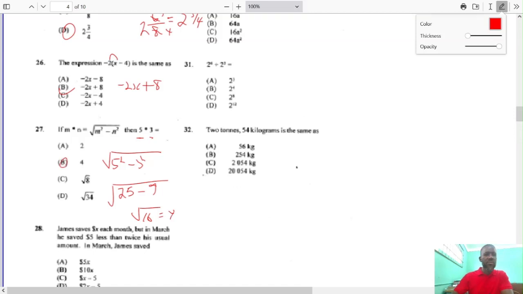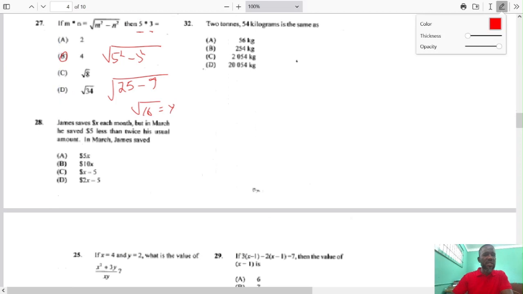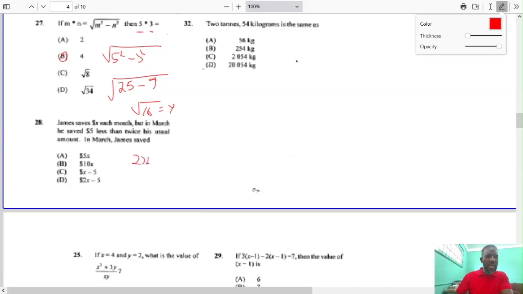Okay. Moving on to question 28. It says James saves x dollars each month, but in March he saved $5 less than twice his usual amount. So basically James saves x dollars each month. In March he saved $5 less than twice his usual amount. So twice his usual amount will be 2x, and he saved $5 less, so we're going to subtract that. So basically, our answer here is D.